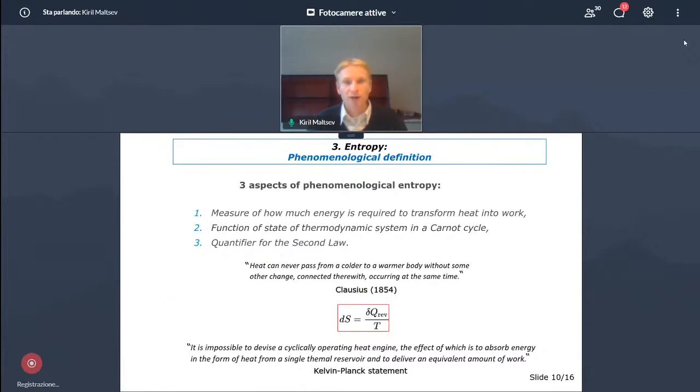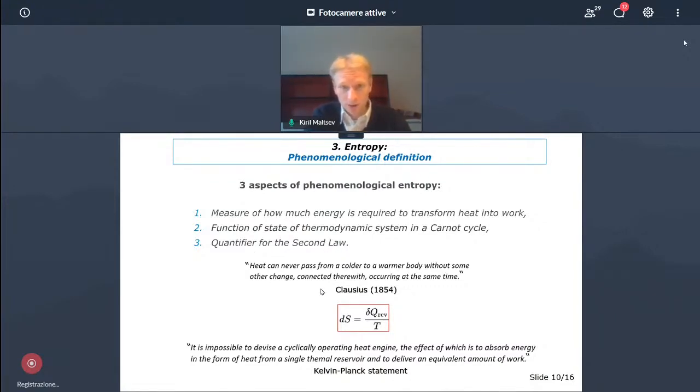So now let's move on to entropy. In the phenomenological definition of entropy, there are three aspects entailed. First, it is a measure of how much energy is required to transform heat into work. Second, it is a function of state of a thermodynamic system, a Carnot cycle. And third, it is a quantifier for the second law. Clausius introduced entropy to characterize a Carnot cycle and quantify efficiencies. And as a quantifier for the second law, it allows one to differentiate between reversible and irreversible processes.